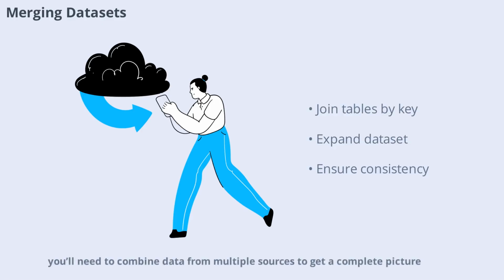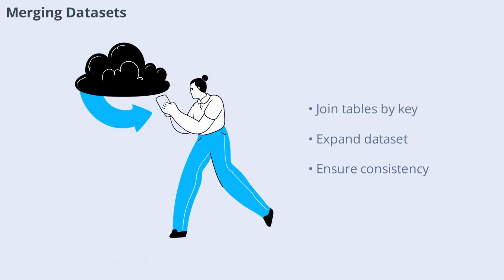Often, you'll need to combine data from multiple sources to get a complete picture. Merging datasets involves joining tables based on common columns, such as IDs or dates. It's important to ensure that the join keys are clean and consistent to avoid mismatches. Proper merging expands your dataset and enriches your analysis with additional information.